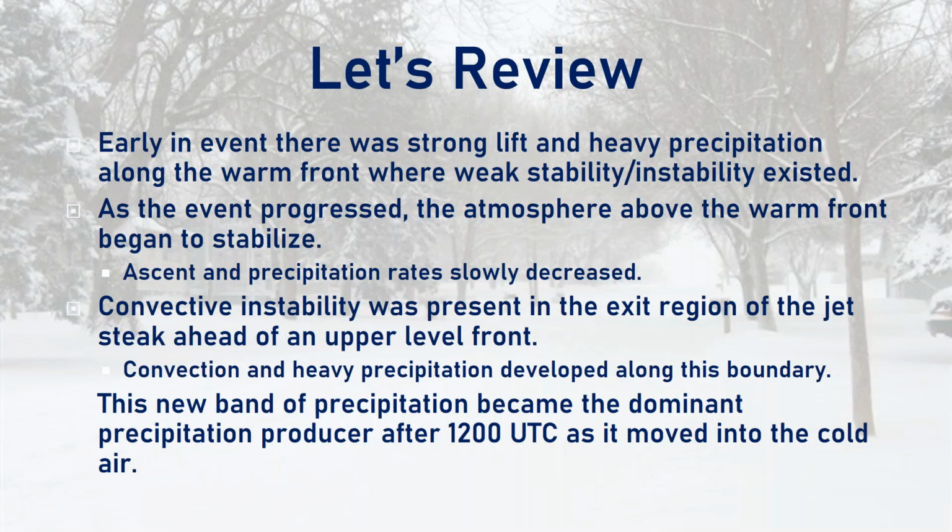But as the event progressed and the atmosphere above the warm front began to stabilize, we see the ascent and the precipitation rates slowly decrease. It doesn't end in this case, but they slowly decrease. And we see that the convective instability that was present in the exit region of the jet just ahead of our dry slot, you want to think of it that way, and ahead of the upper level front, produced convection and heavy precipitation along the boundary. And this became the dominant band of precipitation after 12Z. That's where the heavy snow or heavy freezing rain, if there was, I think it was mostly snow at this point, occurred across Minnesota and South Dakota at this time, as that band became the dominant one for the remainder of the storm.